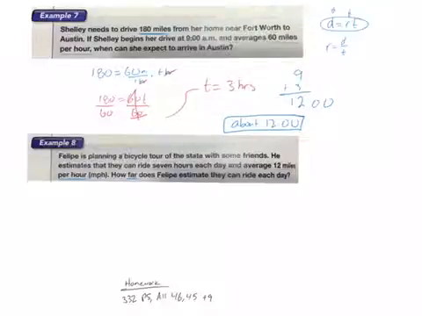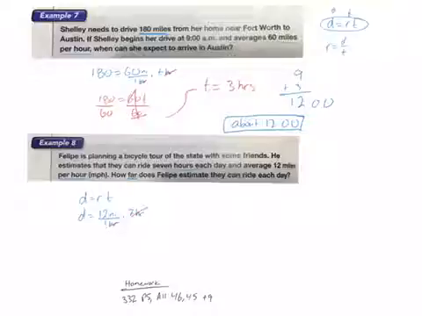There we go. So I'm going to use distance is equal to rate times time. So the distance is going to be the rate, which is 12 miles per 1 hour, times the 7 hours. Again, those hours will reduce, and I end up with the distance is equal to 12 times 7, which gives us 84 miles. And that's how far he's estimating they can ride each day.